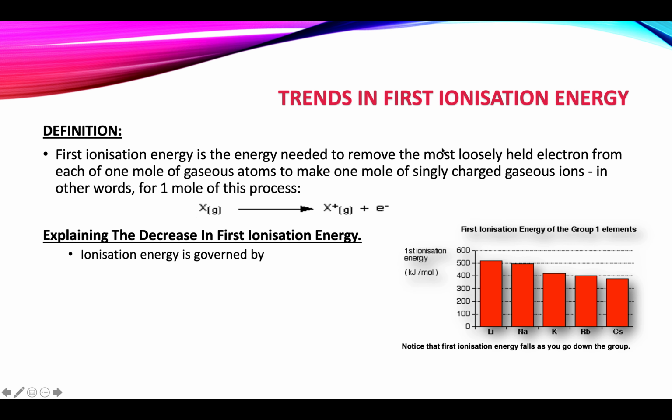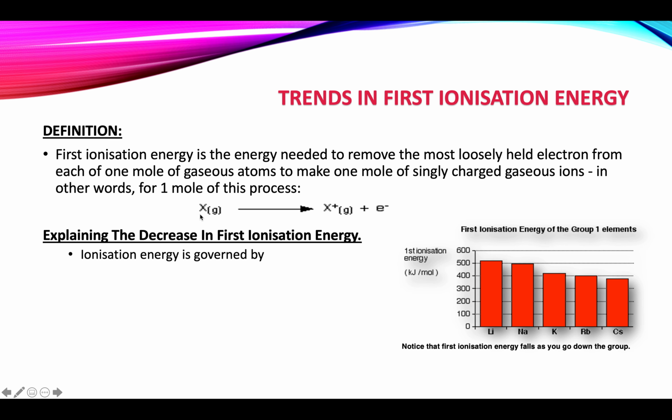First ionization energy means that you are removing an electron from a neutral atom, the most loosely held electron, which is present in the outermost shell. Because it is most loosely held, it can be easily taken away. We will consider the gaseous state. Why? Because in the gaseous state, the atom is free from all types of attractive forces.